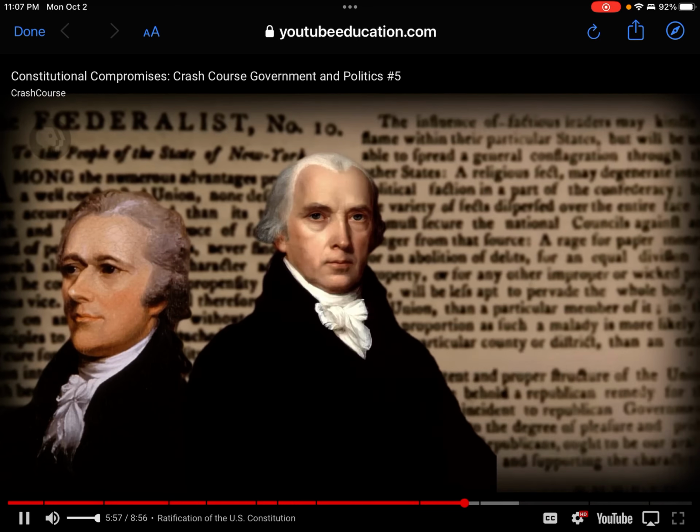This is where things get a little confusing. Did you want the Constitution? Did you? In 1787, public opinion about the Constitution was pretty evenly divided. Those who wanted the Constitution were called Federalists, largely because of the Federalist Papers, a series of articles written by Alexander Hamilton, James Madison, and John Jay.